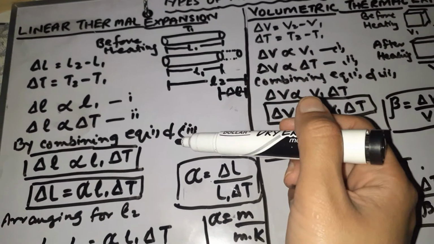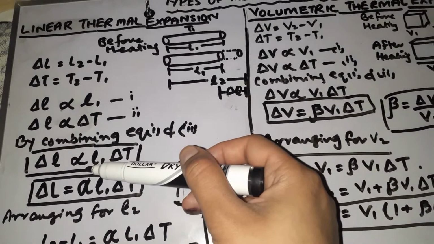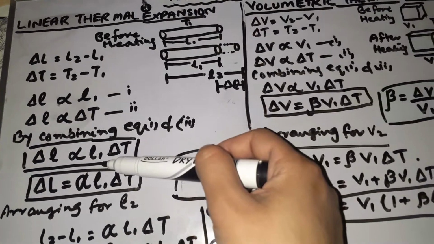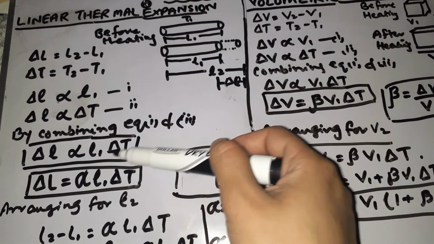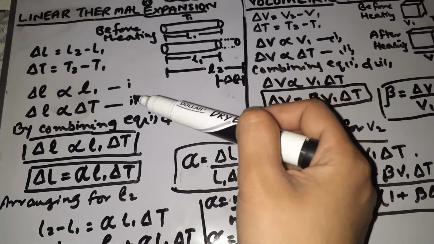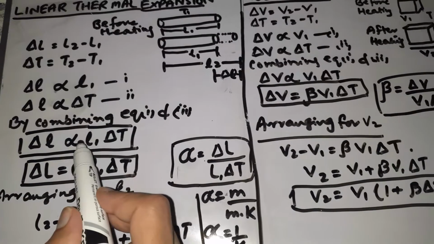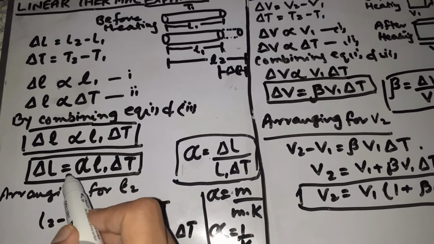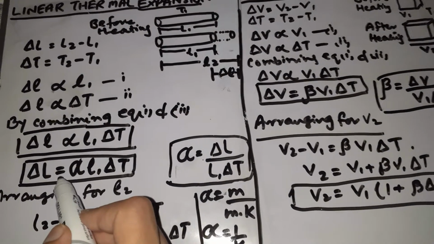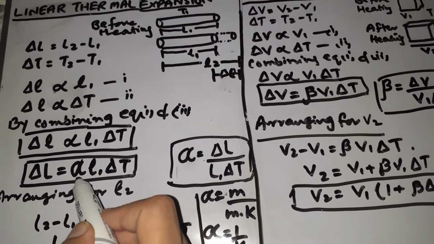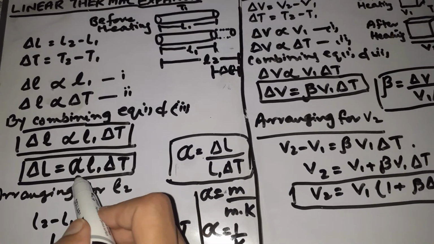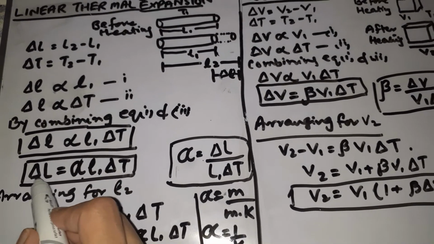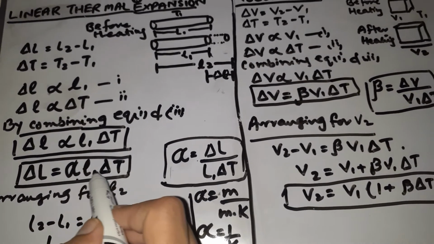By combining these two equations, we get delta L is directly proportional to L1 delta T. Now you know that we are going to replace the sign of proportionality with the sign of equality and a constant. Here the constant is alpha. ये proportional का sign नहीं है, ये मैंने alpha बनाया. So delta L is equal to alpha L1 delta T.